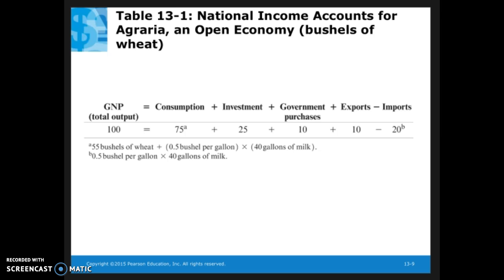So here's national income accounts for a made-up country, Agraria, in an open economy, and it is denoted by bushels of wheat.